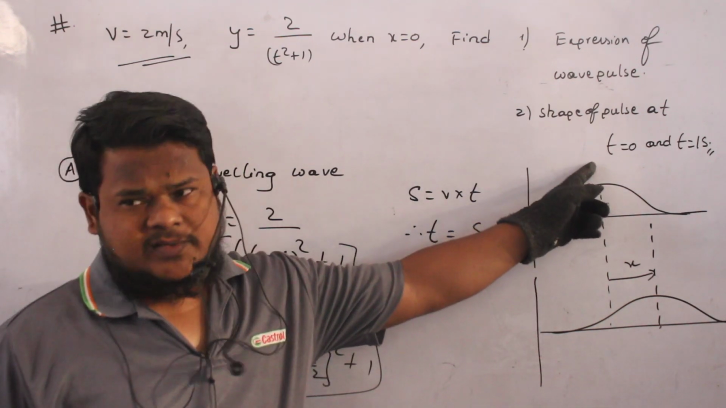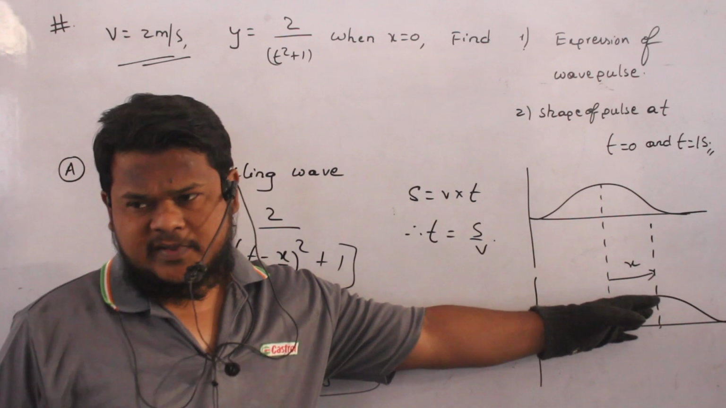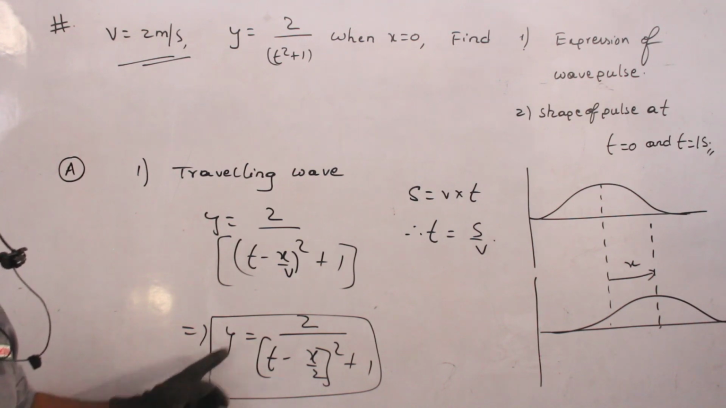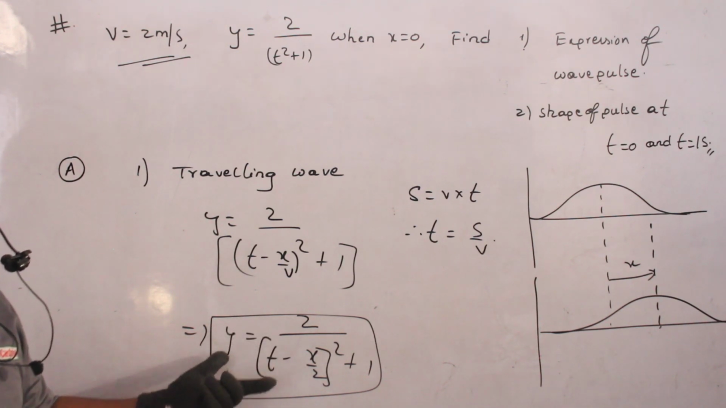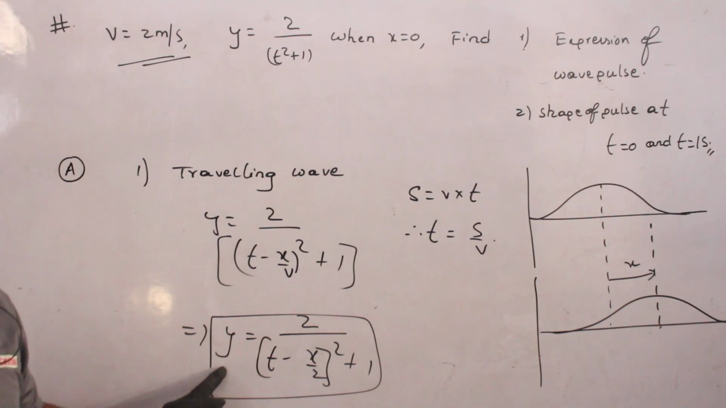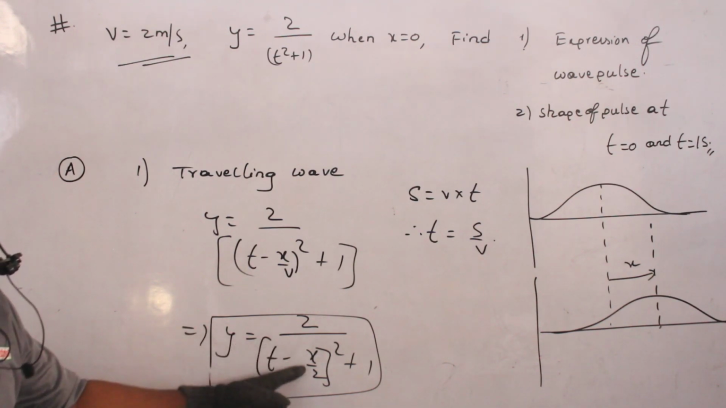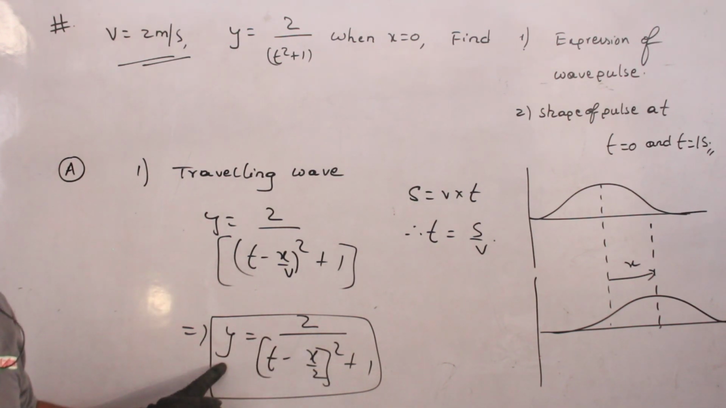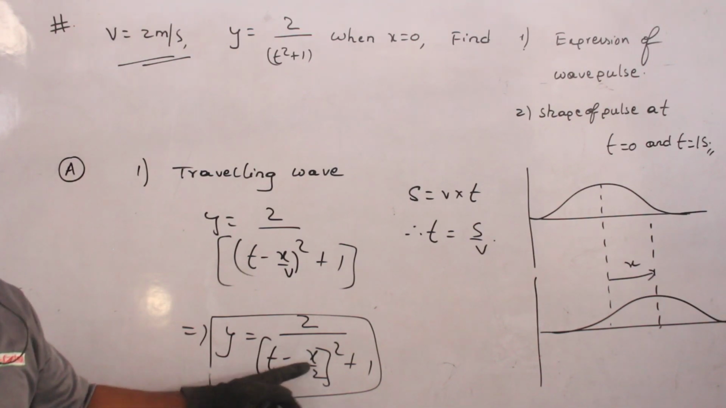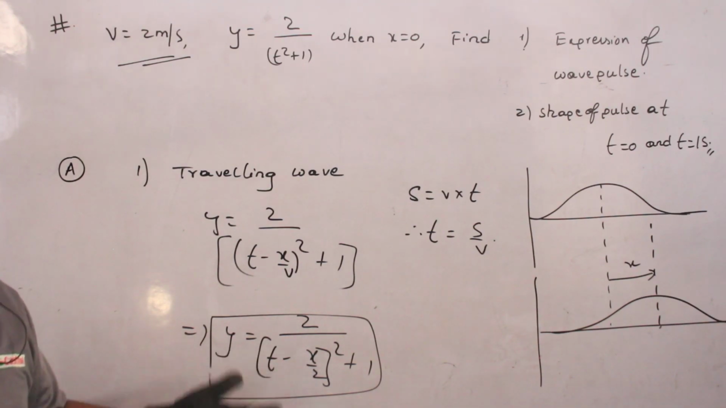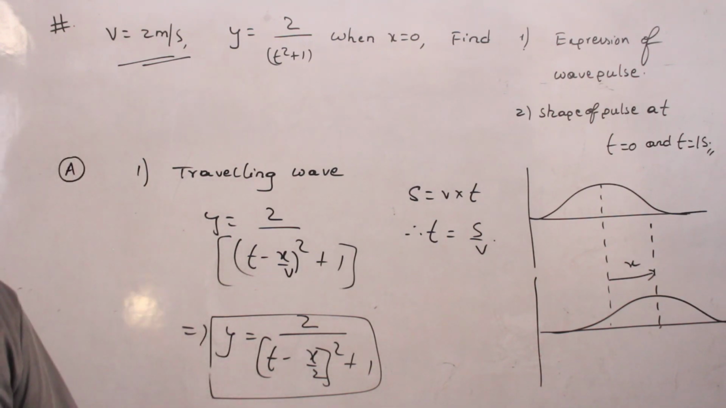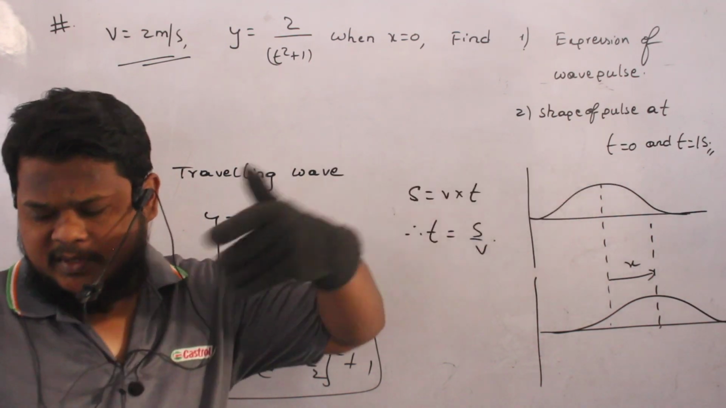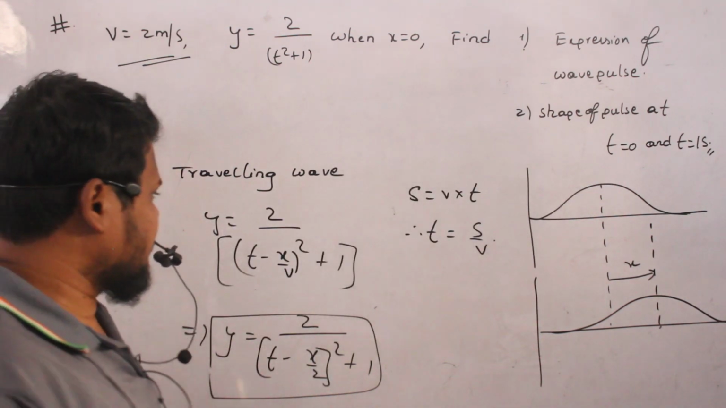At t equals 0, you take different positions of x, and correspondingly you find different values of y. For example, take x equals 0 and find the value of y. Similarly, take x equals plus 2 and see the value of y. Similarly, take x equals minus 2 and check the value of y. Like this, we find the shape of the wave pulse. Then again, we have to draw another wave pulse after a time of 1 second. So calculate both of them and see what answer you get.